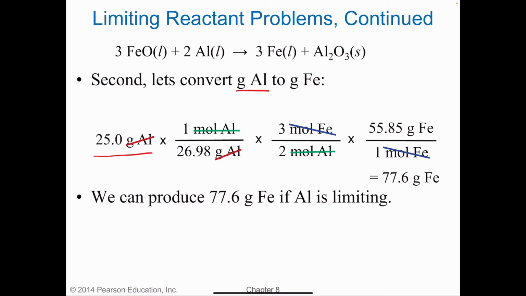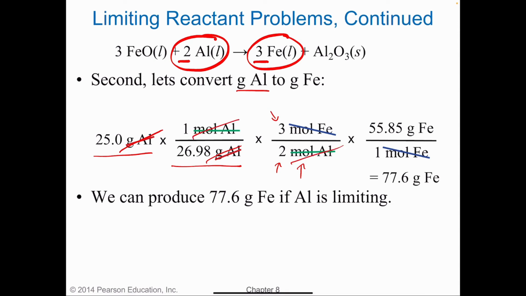So the problem said we had 25 grams of aluminum. We're going to first convert into moles by using the molar mass of aluminum. So grams will cancel. And then we're using the mole to mole ratio to go from aluminum to iron. So we've got a 2 and a 3. So that's why we have a 2 on the bottom and a 3 on the top. And we set it up so moles of aluminum cancels. And then last, we're using the molar mass of iron again to convert from moles to grams, and we have 77.6. So if the aluminum was the limiting reactant, then we'd make this much iron.